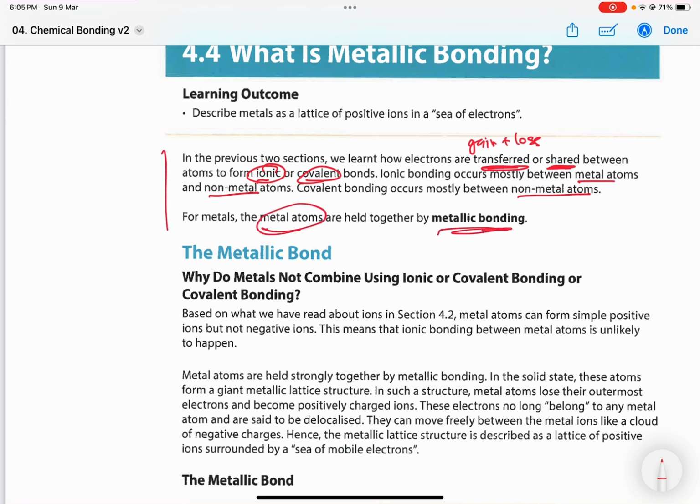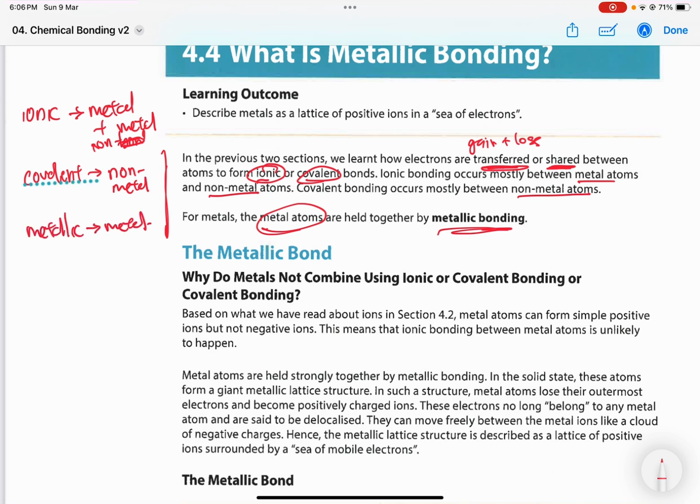So to help you segment the topic here, ionic bonding is really between metal plus non-metal when atoms combine. If I have one metal and one non-metal combined, then that is ionic. If I have non-metals combining with each other, it is usually covalent. Then metallic bonding is when I have my metal atoms combined, metal elements combined.